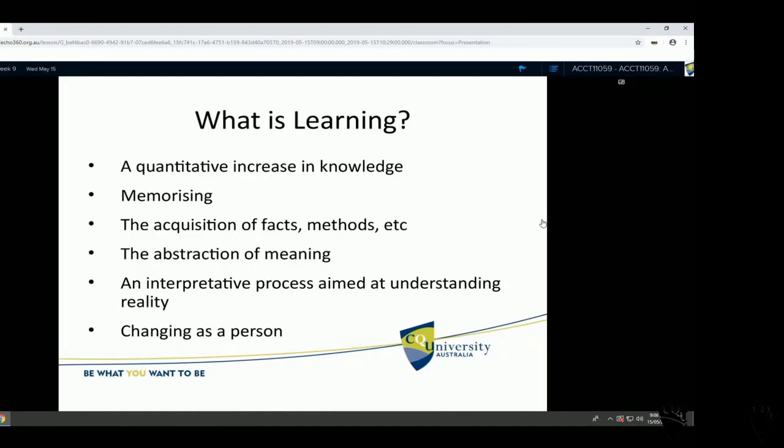And learning can be quite a bit more than that too. As we change the way we view the world, we change as a person. Studying accounting can change your lives. Studying, and that's what university is about. And so university educated people are able to think for themselves, solve problems, express opinions with reasons, and be open to listening to other people.